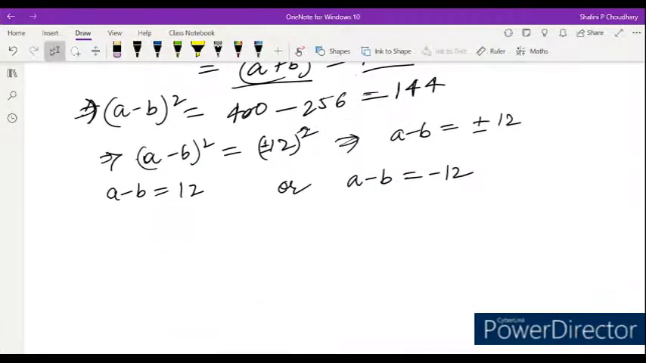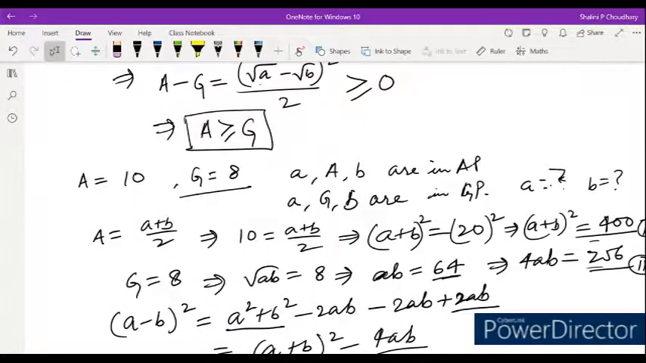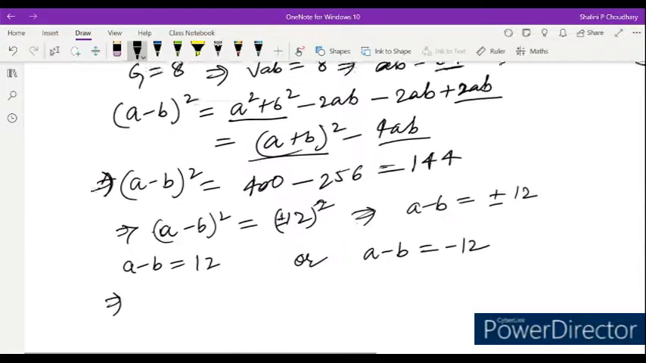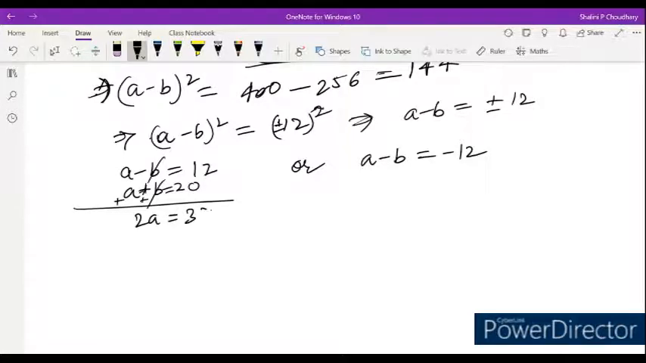In both conditions we'll put the values. When we put the values, what will we get? We will get the value of a. One equation we'll take from here: a plus b is equal to 20. Now when we add these, b will cancel, and we'll get 2a equal to 32. Then a will be equal to 16. So if a is equal to 16, then b will be equal to 4.